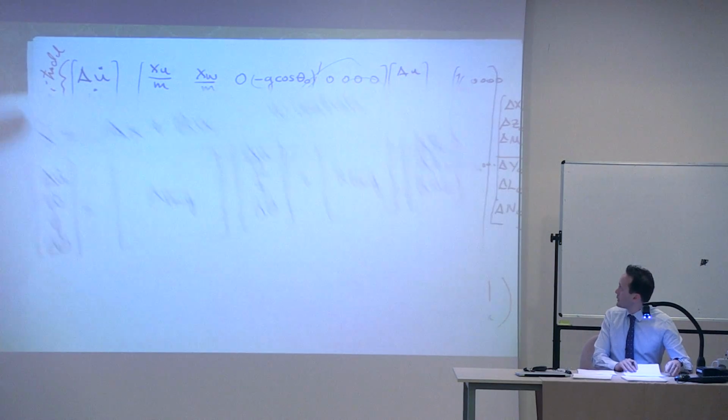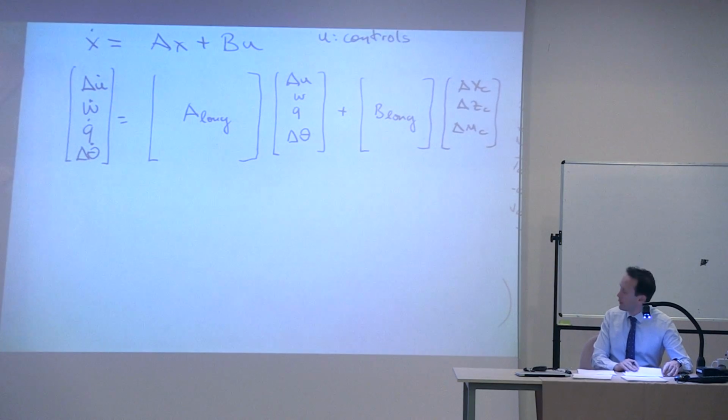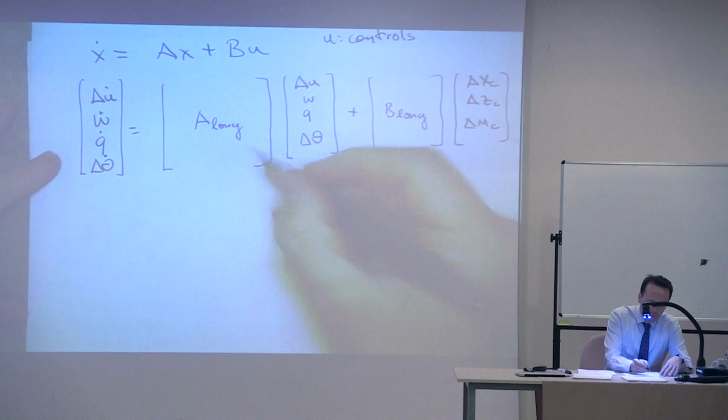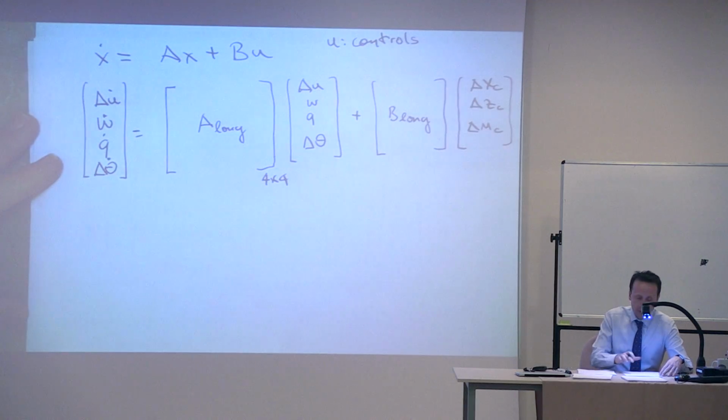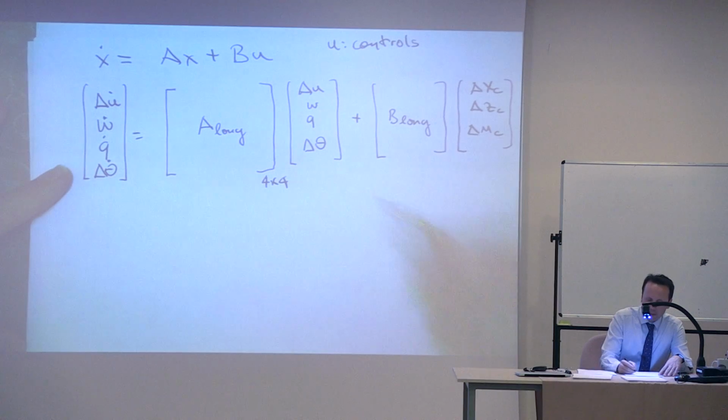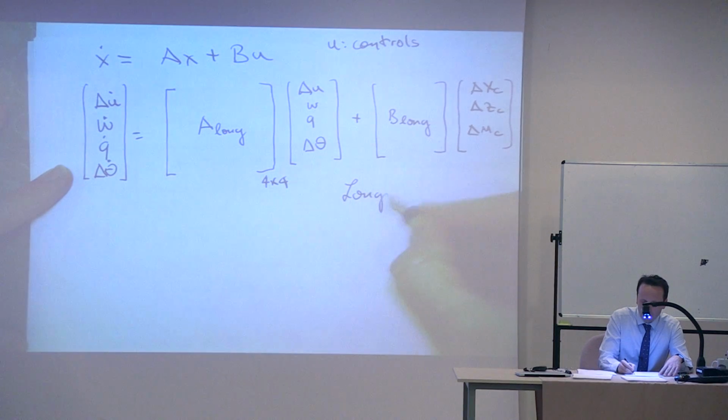Okay? This is how this whole thing would look like. And this would be a 4 by 4 matrix, this one here. This one would be a 4 by 4 matrix, right? Because it has only the longitudinal dynamics. You could write, and this would be the longitudinal dynamics.